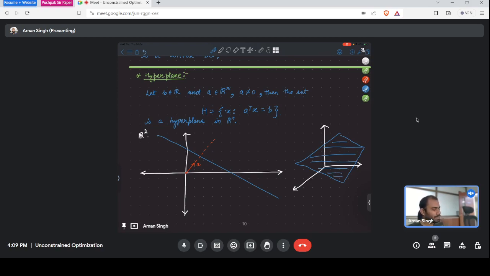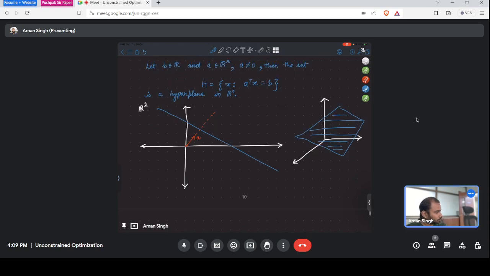Basically it's a linear equation. So all the sets that satisfy a linear equation in n-dimensional space are hyperplanes. In 4-dimensional space, we don't have anything to visualize, so we call it a hyperplane. Any n-dimensional plane is a hyperplane.